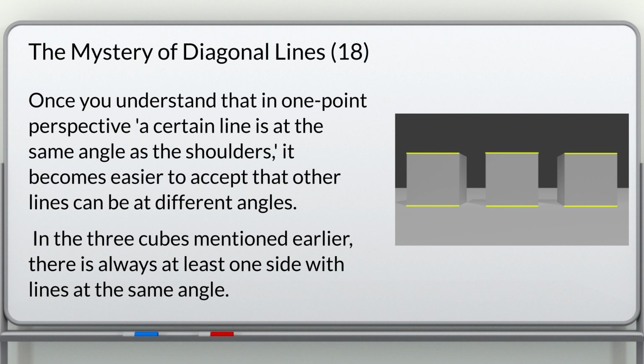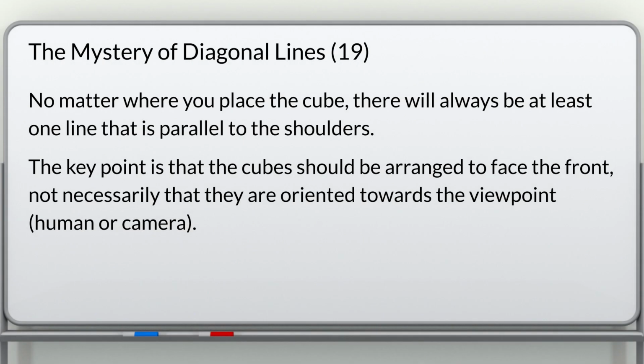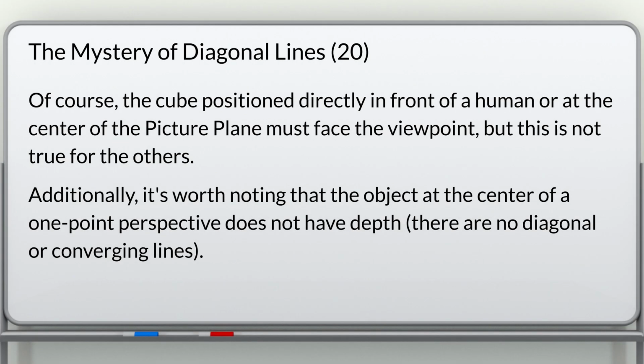In the three cubes mentioned earlier, there is always at least one side with lines at the same angle. No matter where you place the cube, there will always be at least one line that is parallel to the shoulders. The key point is that the cubes should be arranged to face the front, not necessarily that they are oriented towards the viewpoint. Of course, the cube positioned directly in front of a human or at the center of the picture plane must face the viewpoint, but this is not true for the others. Additionally, it's worth noting that the object at the center of a one-point perspective does not have depth.